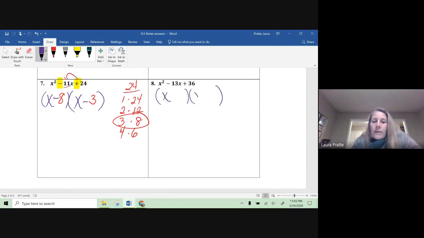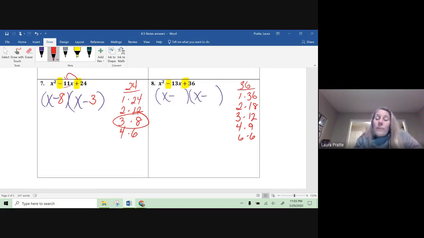we have x and x, and again, they're both going to be minuses because this plus here means the signs are the same, and this middle number tells me they're both negative. So I need factors of 36. So 1 and 36. 36 divided by 2 is 18. 36 divided by 3 is 12. 36 divided by 4 is 9. And 6 and 6. So which of these pairs of factors will add up to get me 13?